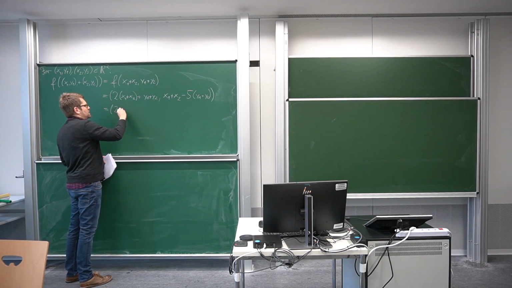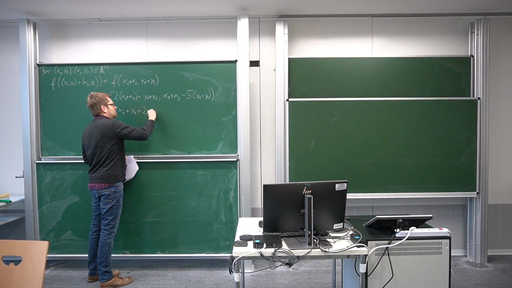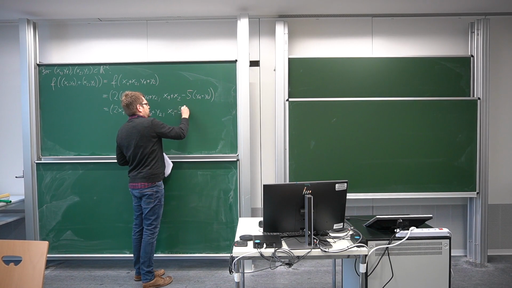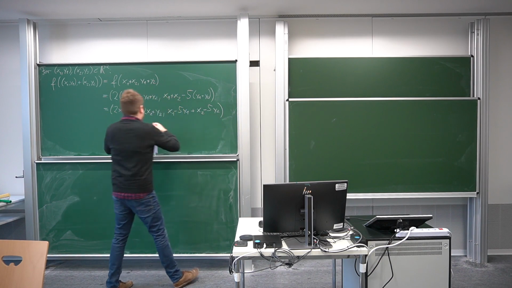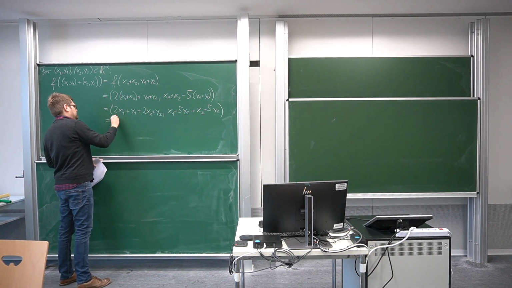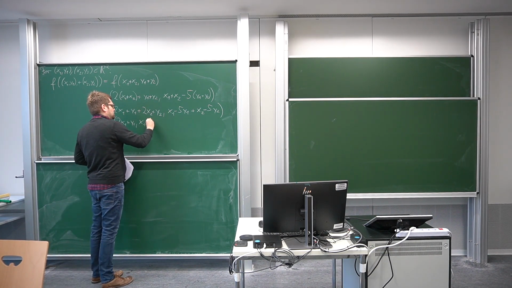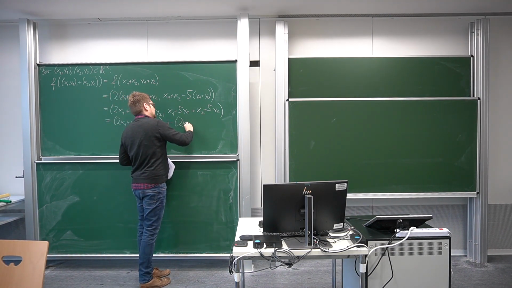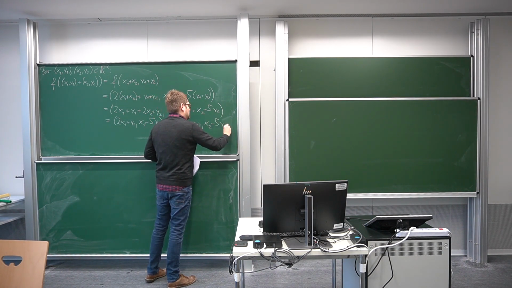Namely, this is the same as 2x1 plus y1. So just taking first this sum and then this one, and the rest that remains is 2x2 plus y2, and let's do the same here. x1 minus 5y1 plus x2 minus 5y2, and now we can put it apart into two summands as follows. This is (2x1 plus y1, x1 minus 5y1) plus (2x2 plus y2, x2 minus 5y2).